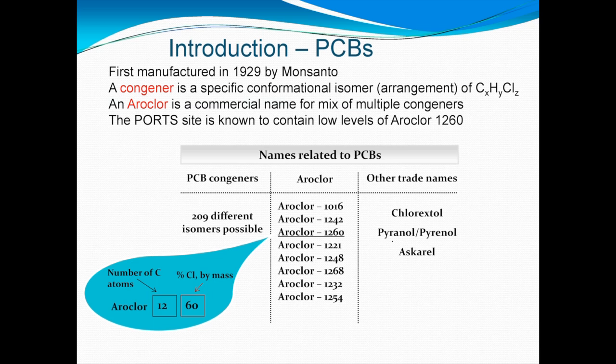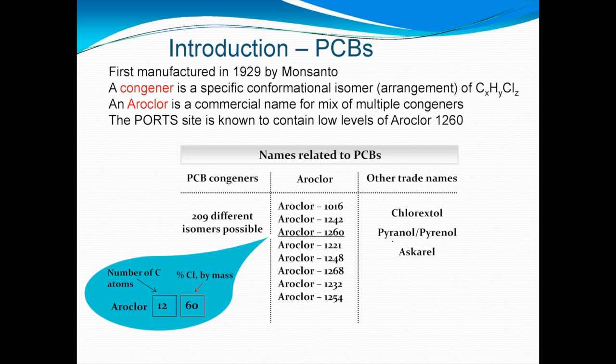So let's look at the difference between congeners and aroclors. A congener is a specific conformational isomer of a polychlorinated biphenyl, so maybe 2 chlorine atoms in specific positions. An aroclor is a commercial name for a mixture of any number of congeners.